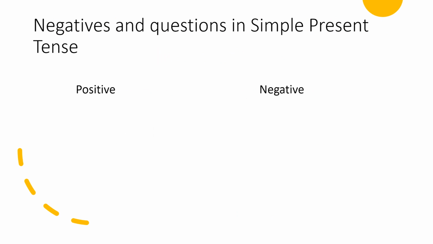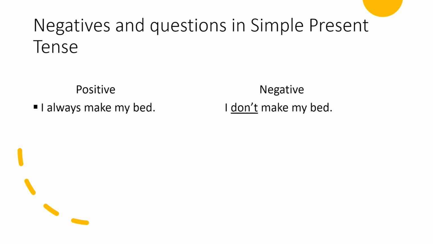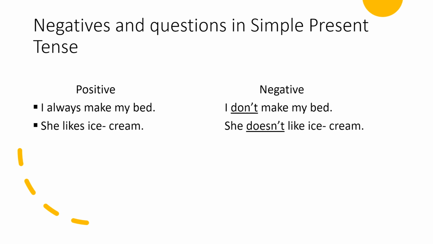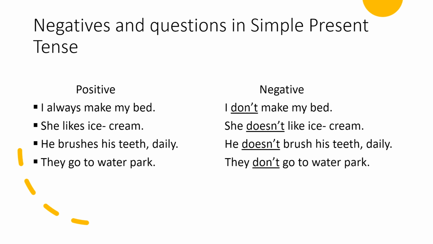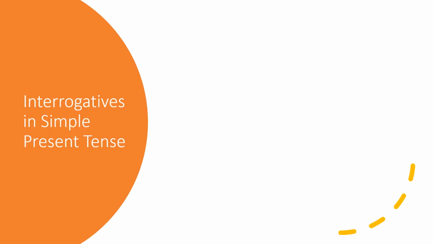Moving further, let's discuss some positive sentences and how we can convert them into negative sentences. The first sentence is, I always make my bed. The negative would be, I don't make my bed. Similarly, she likes ice cream. She doesn't like ice cream. The next example is, he brushes his teeth daily. He doesn't brush his teeth daily. Moving on, they go to water park. They don't go to water park.